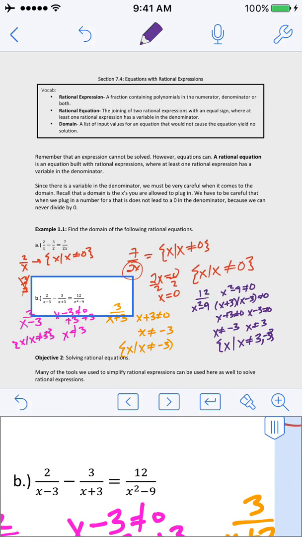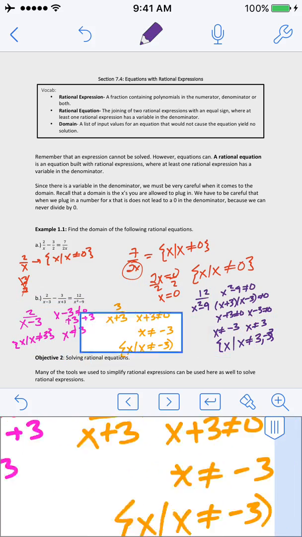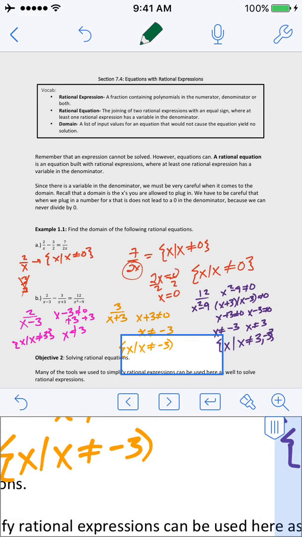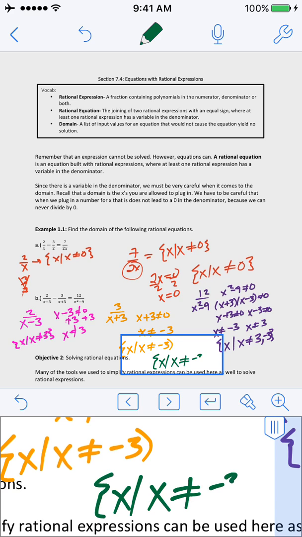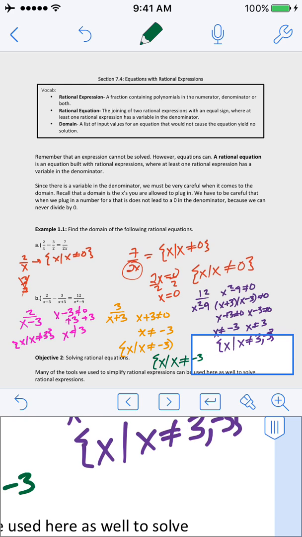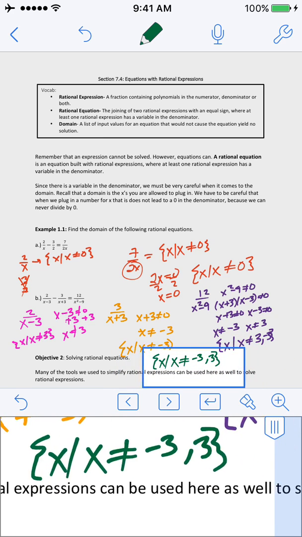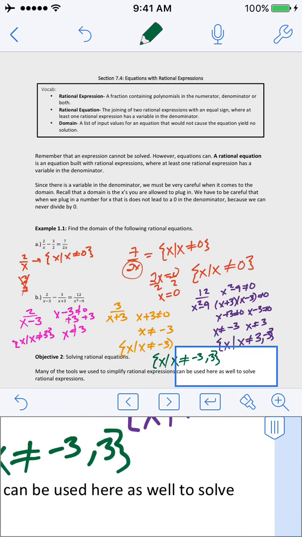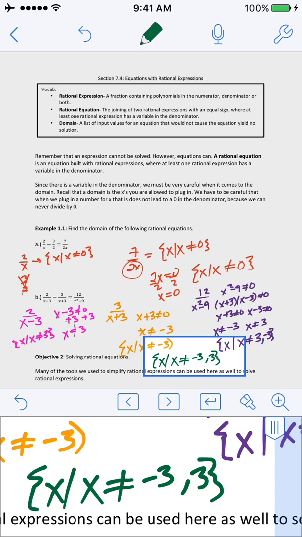And then the domain for the whole equation is just going to be the combination of these three colors here. So the whole domain would be x such that x does not equal negative 3 or 3. In this case, whoops, that's a horrible 3, sorry. In this case, the purple one ends up being the same thing. That's just a coincidence. But it just combines all three together to get us a whole domain of what x can't be, right? So it's very important to remember that.